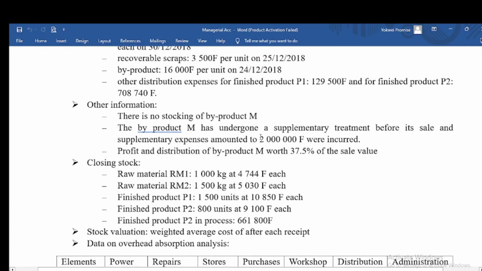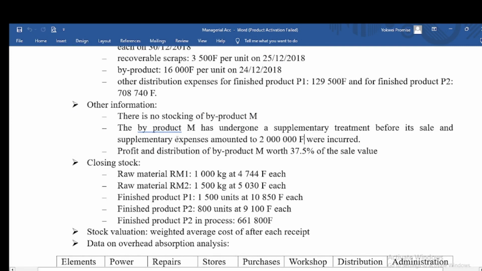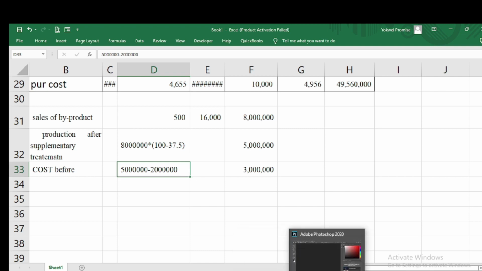So please, this is where the 2 million is coming from. Sorry that we didn't say it earlier. They said the byproduct undergoes supplementary treatment, with expenses amounting to 2 million. So in our calculation, I subtract 5 million minus the 2 million. We have this, right? So the formula is the production cost after supplementary expenses minus the supplementary expenses. Thank you very much. All right, let's move to the next part.